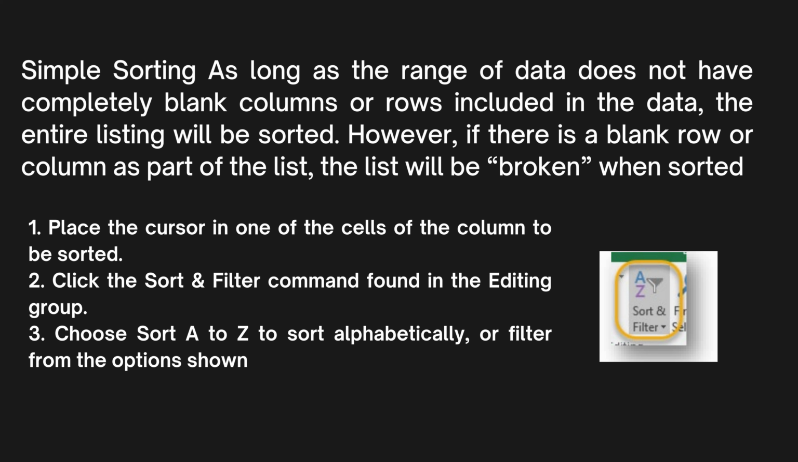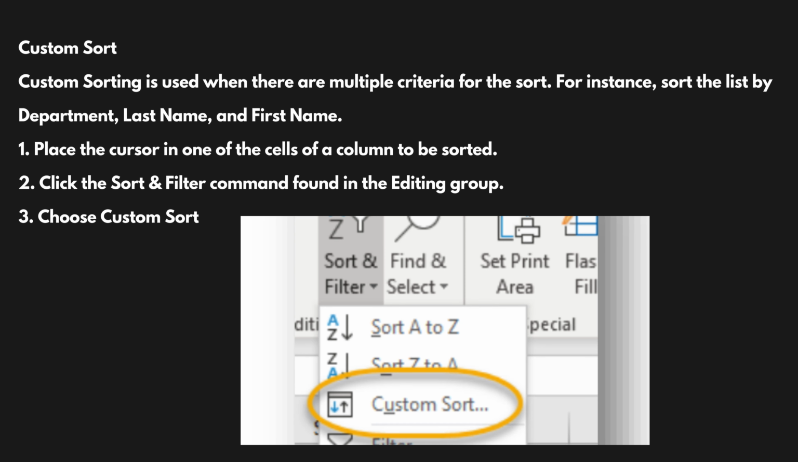1. Place the cursor in one of the cells of the column to be sorted. 2. Click the Sort and Filter command found in the Editing group. 3. Choose Sort A to Z to sort alphabetically, or filter from the options shown. Custom sort. Custom sorting is used when there are multiple criteria for the sort. For instance, sort the list by department, last name, and first name.